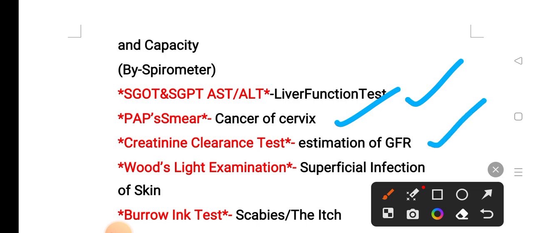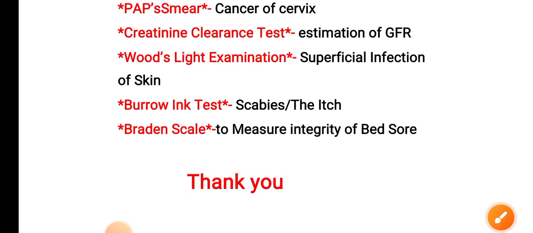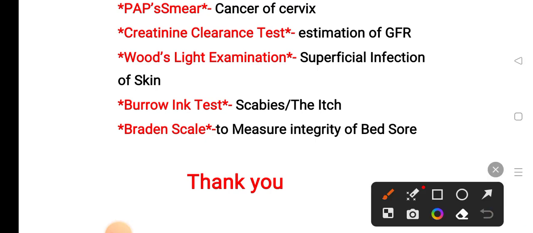Wood's light examination test is done for superficial infection of skin. Burrow ink test is done for scabies. Braden scale is used to measure the integrity of bedsores.